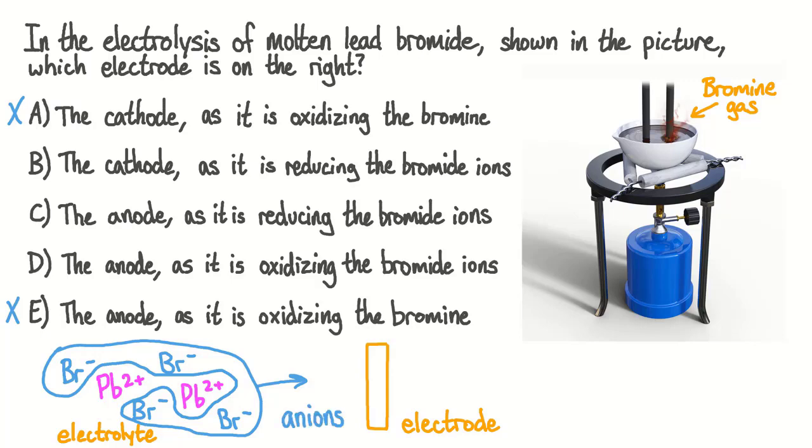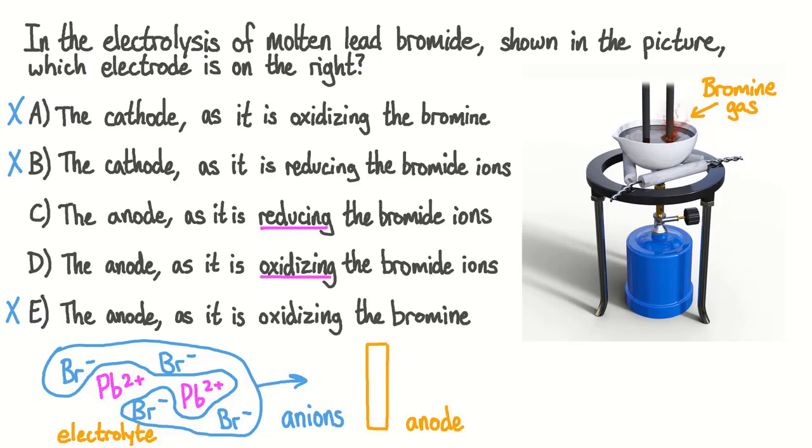Next, let's consider the name of the electrode. The negatively charged bromide ions are known as anions. This is in contrast to the positively charged lead cations. Which electrode, the anode or the cathode, are anions drawn to? Well, we can remember that their names correspond with one another. Anions are drawn to the anode, and cations are drawn to the cathode. In this example, bromide anions are drawn to the anode, so we can eliminate choice B from consideration as well.